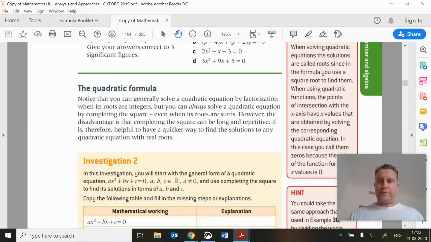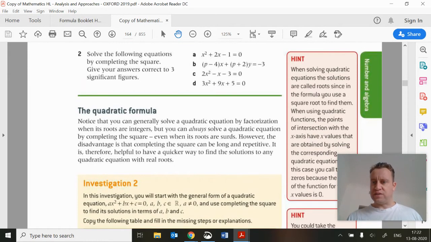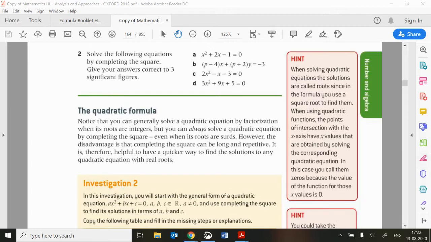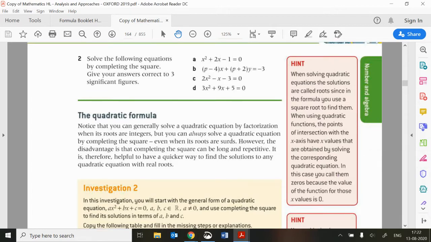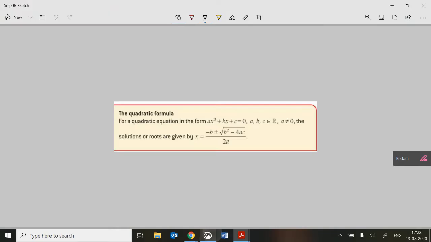Okay, interesting little point over to the side here. It says, when solving quadratic equations, the solutions are called roots, since in the formula you use a square root to find them. Yeah, I mean, you can think of it like that. There's definitely a square root involved. I also think of it in a slightly different way.